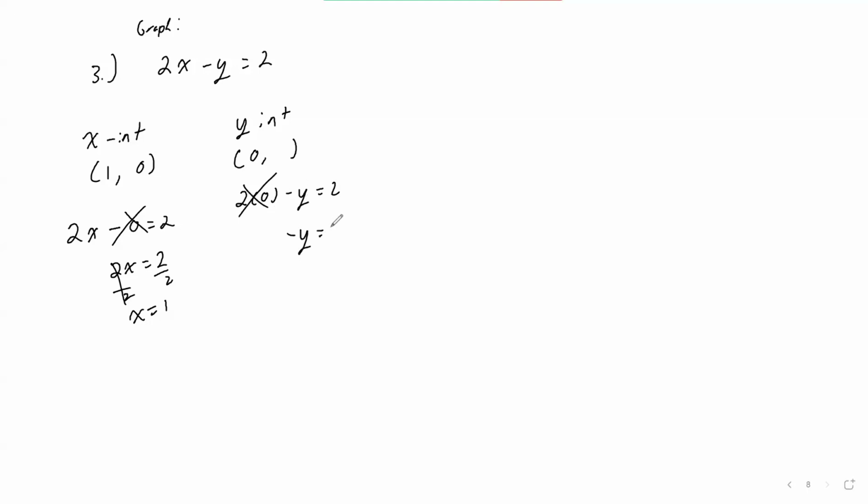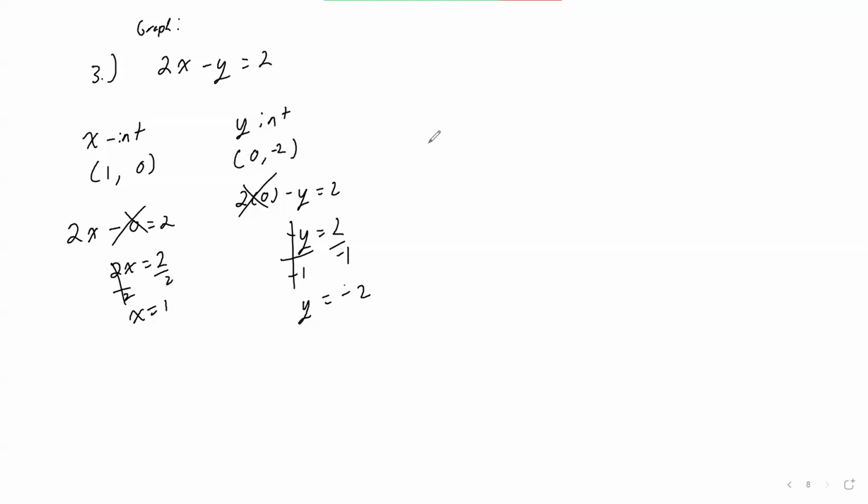Negative y equals 2. How do I get rid of that negative? Let's divide by a negative. 2 negatives make a positive, so I do get my positive y that I was looking for. But what is 2 divided by negative 1? Negative 2. Look at it as just 2 divided by 1. You would get 2, and then a positive and a negative would make a negative. So now I got my 2 points.